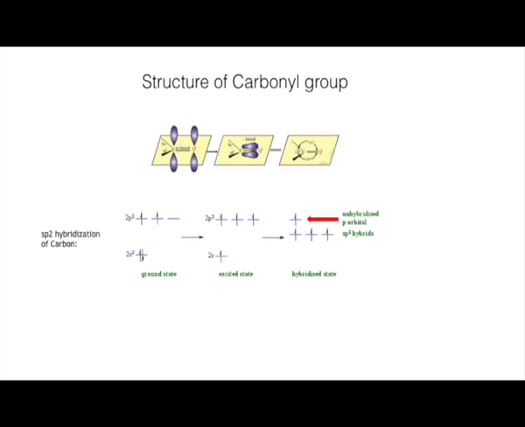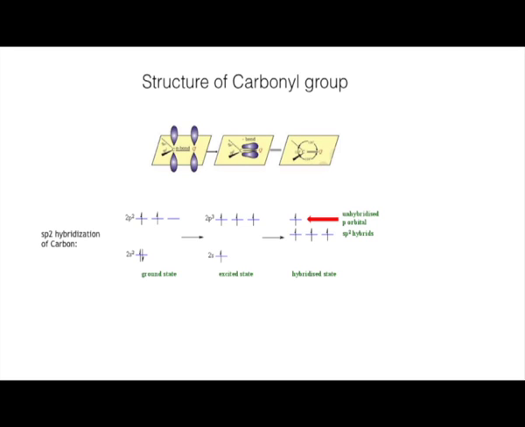So, these sp2 orbitals form sigma bonds, whereas the unhybridized p orbital makes the pi bond, and this pi bond forms with the p orbital of the oxygen atom, where also 1 electron resides, and eventually the oxygen atom is also sp2 hybridized.